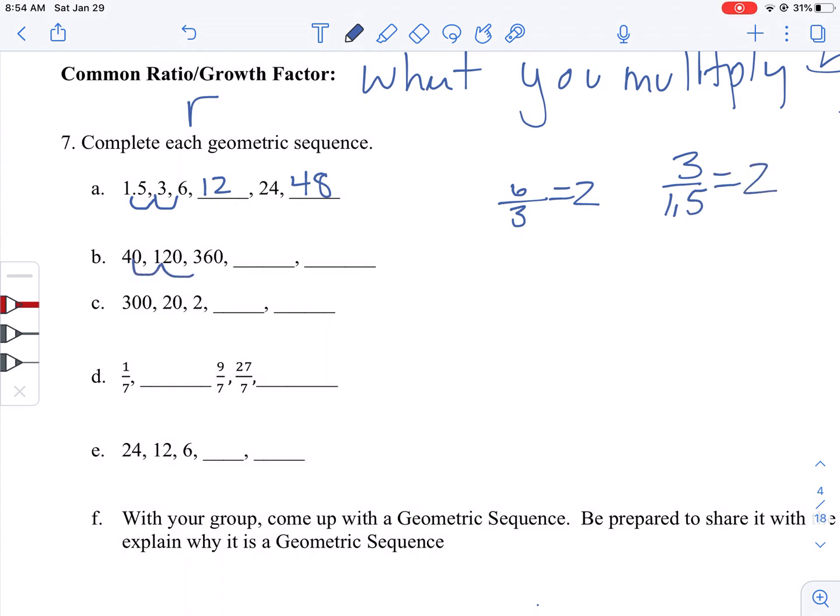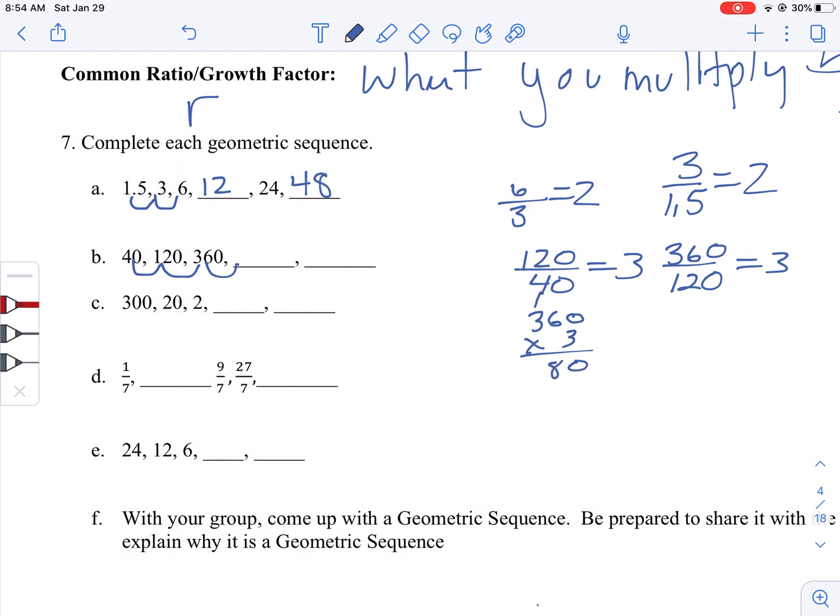So for example, this one, how do we get it? Well, if I'm not sure, what's 120 divided by 40? That should be the same as 360 divided by 120, which I know is 3. So times 3. So 360 times 3 is 1080, 1080 times 3 is 3,240.